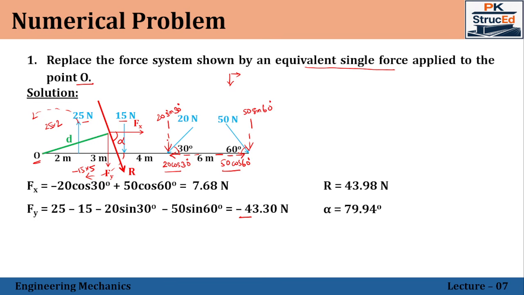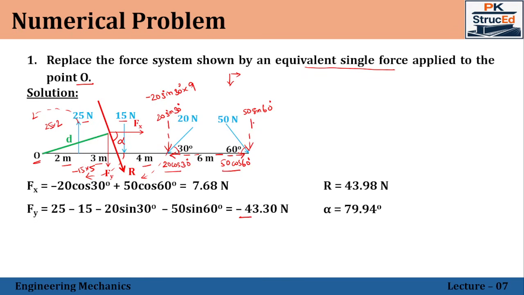We shall move with the vertical component of this 20 Newton force. Again, that is also acting on the right side of the point O. When it is rotated about the point O, it tends to rotate in the clockwise direction. So that will create a moment about the point as negative since it is clockwise. So minus 20 sine 30 into the distance 4 plus 3 plus 2, which is 9 meter.